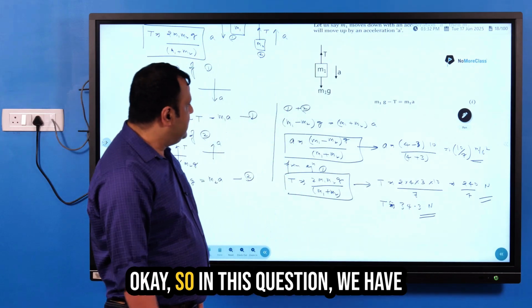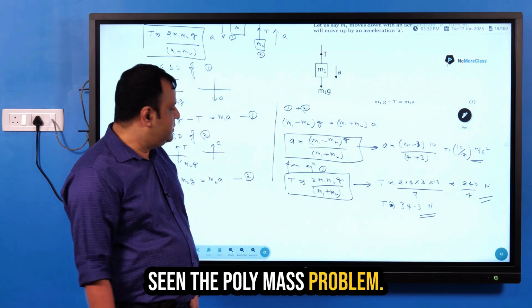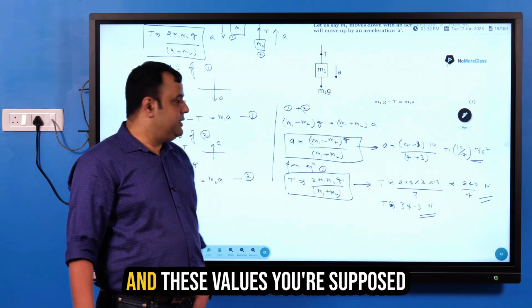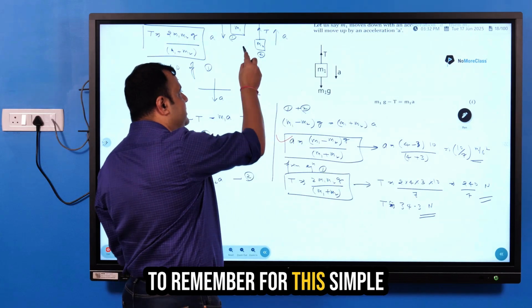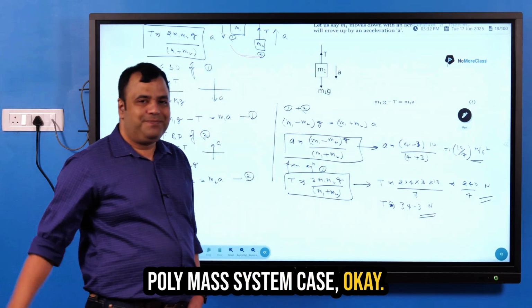Okay. So in this question, we have seen the pulley mass problem. We did the derivation as well. And these values you are supposed to remember for this simple pulley mass system case. Okay. Thank you.